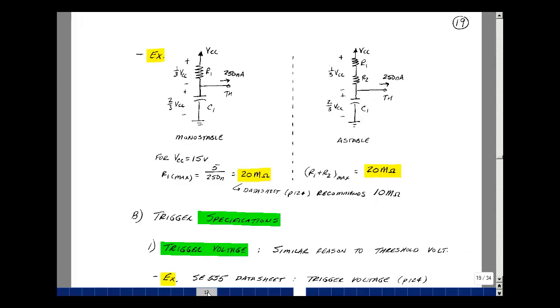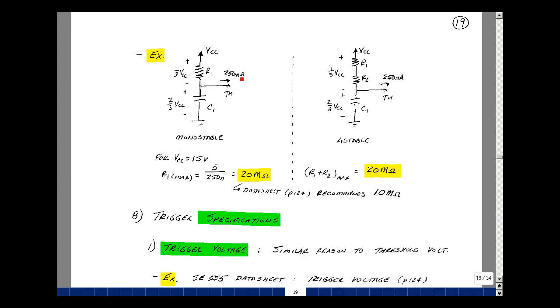Now, what is the effect of having this threshold current for the comparator? Prior to switching, the current going into the comparator is basically 0. And so we have this RC charging circuit for our monostable and a similar one for the astable. And then at some point, as we hit 2/3 VCC, I need to supply a maximum value of 250 nanoamps. Now, the typical is smaller than this, but this would be the most you'd ever have to supply.